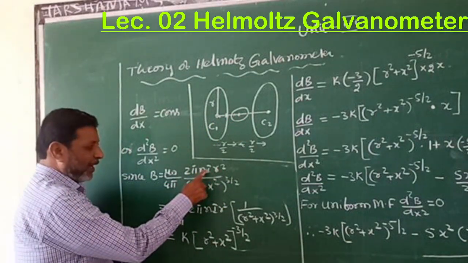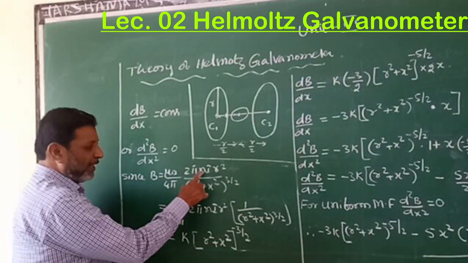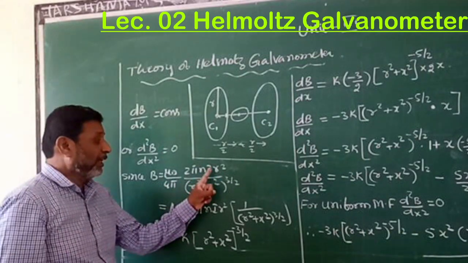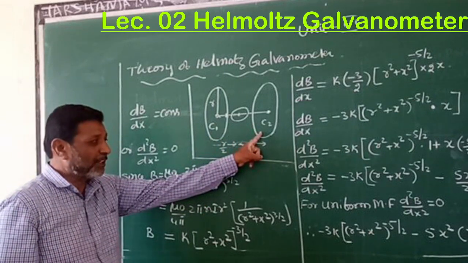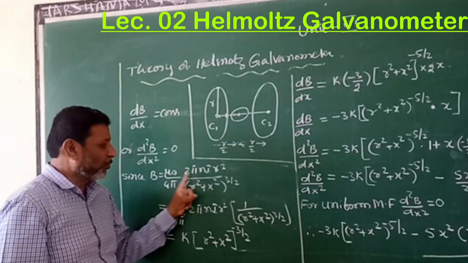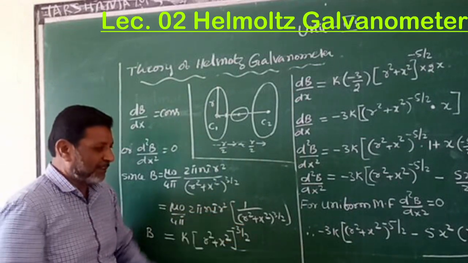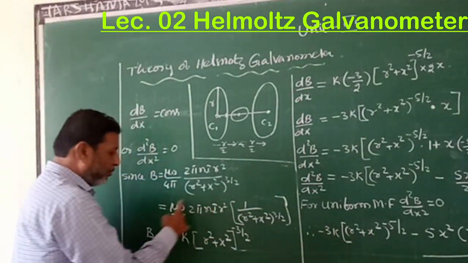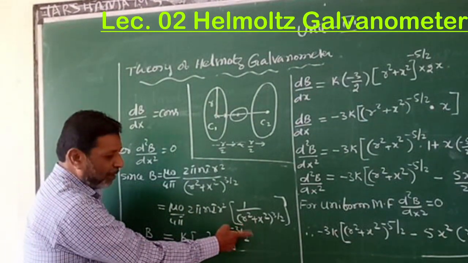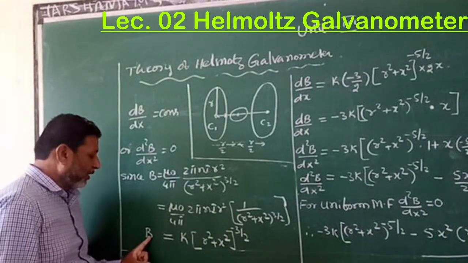Now this complete constant factor to take out here: mu naught divided by 4 pi is a constant, 2 pi n I r square. This complete factor is a constant. Here you see the number of turns in both cases is the same because they are identical. The radius is also the same, and the same amount of current is flowing. So this complete factor is a constant that I have taken out, represented by k. Now the denominator value taken to the numerator becomes a negative power. Now this is the value of B.